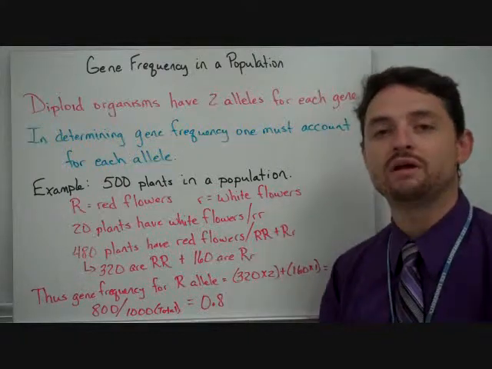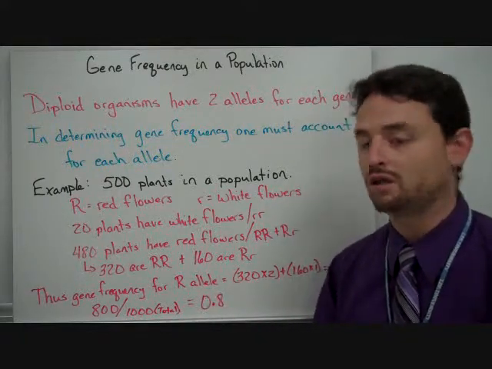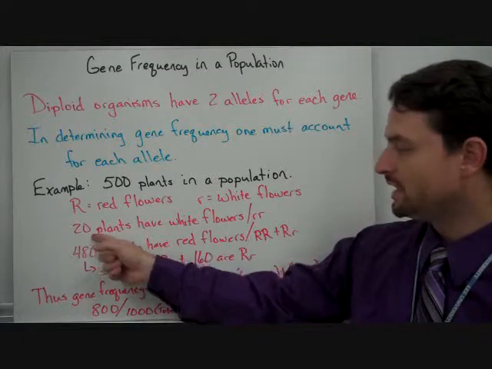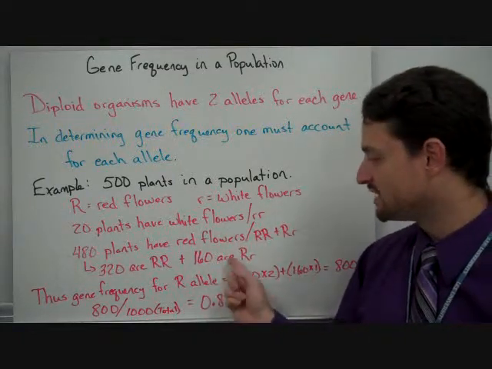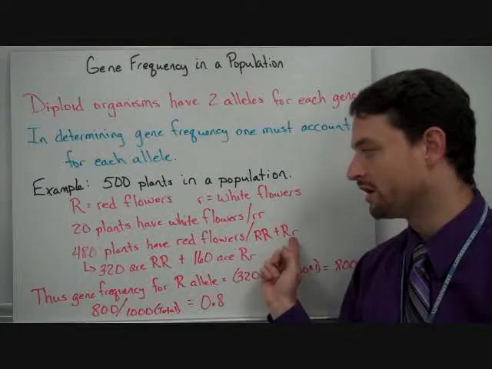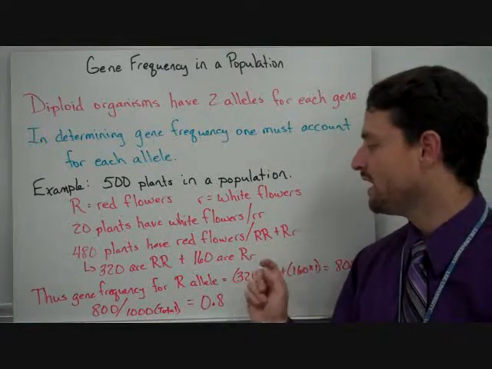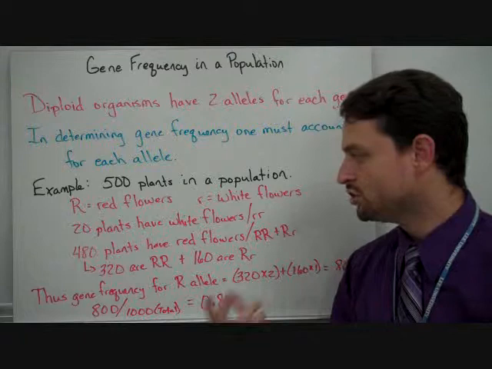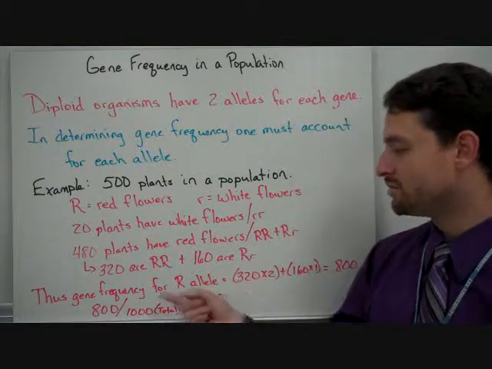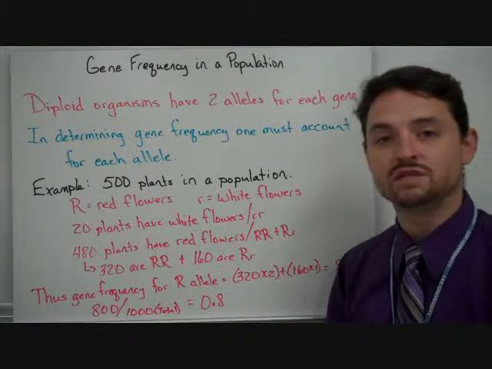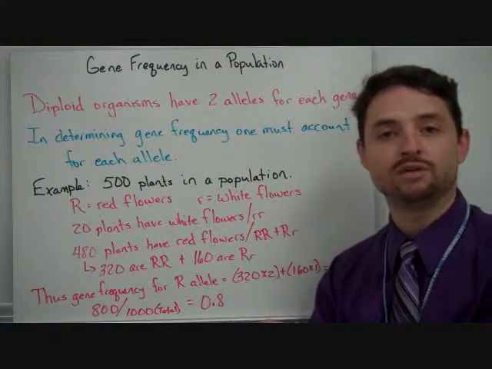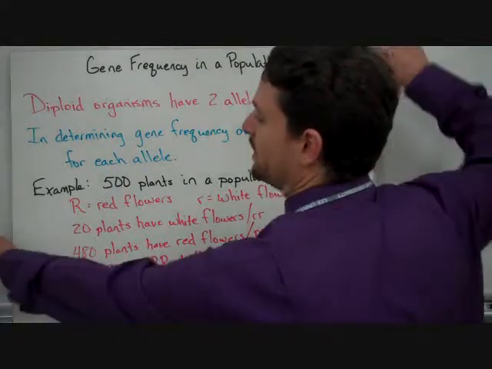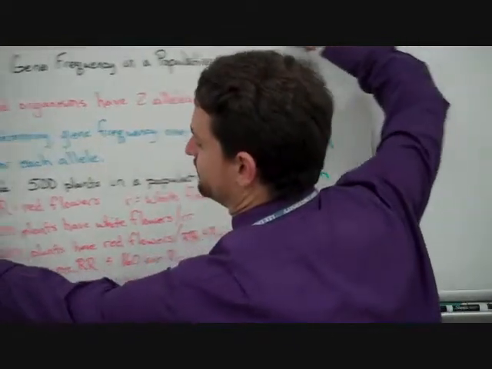Now we could turn that around and do the same thing for the little r allele, which you would have 20 times 2 for these, plus 160 times 1 for the little r here in the heterozygotes, and that would give you 200, and then 200 divided by 1,000 would give you a gene frequency of the little r allele being 0.2 in this population. So let's take that then a step further.